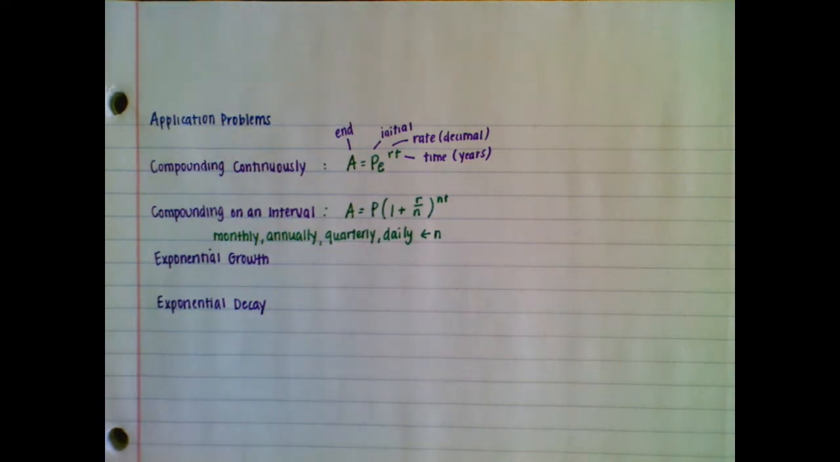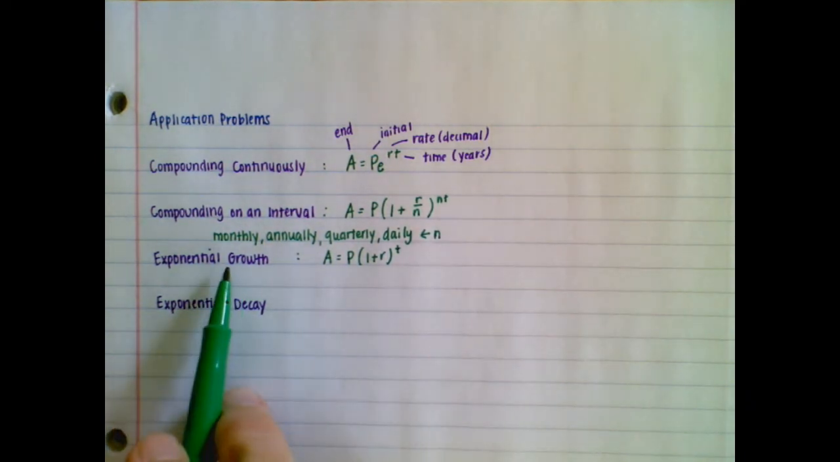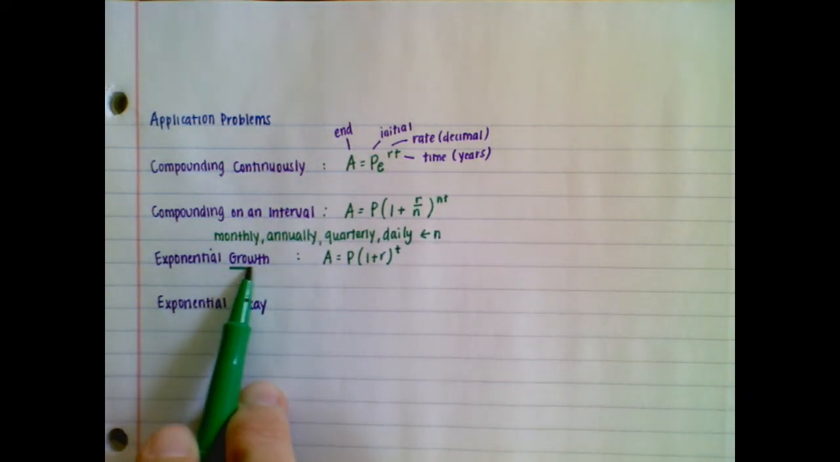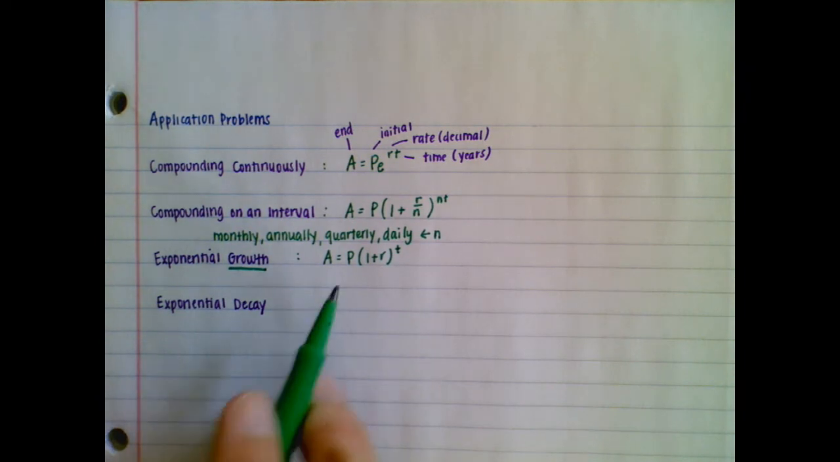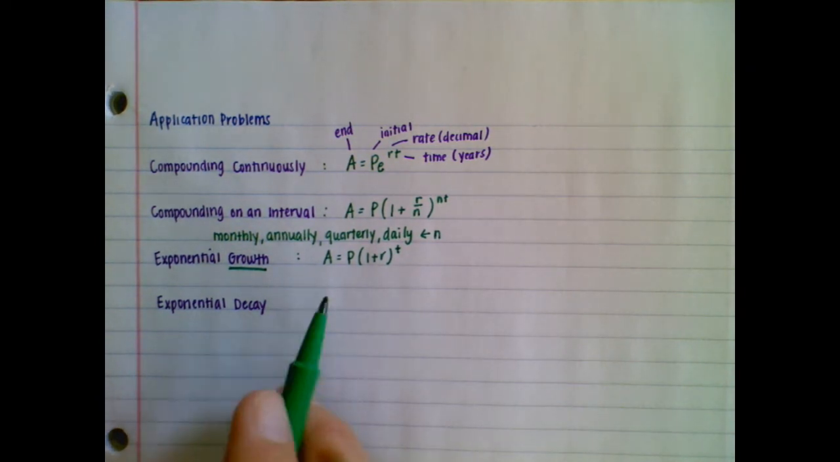An exponential growth model, growth is basically the keyword here when it's talking about something growing and you're not given a specific formula. You want to use A is equal to P times (1 plus r) raised to the t. And again, you'd be looking for the words increasing or growing in order to know to use this model.